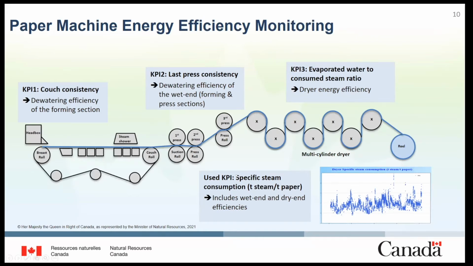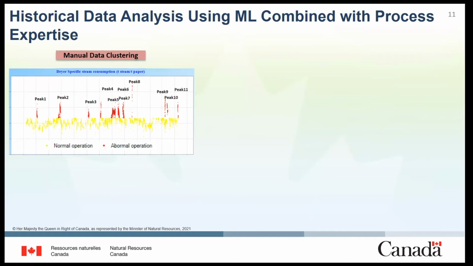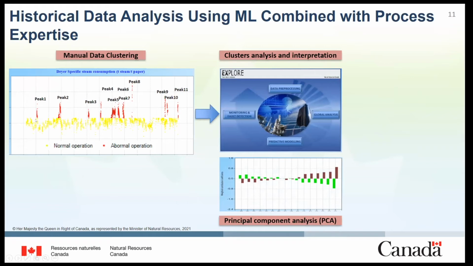So in our case, we use the specific steam consumption, meaning the ton of steam by ton of paper. And as I said, this covers the two parts of the paper machine, the wet end and the dry end. And we use the methodology. So we took the historical data. We defined what the normal operation and the abnormal operation, meaning that we defined many peaks of overconsumption of steam in the paper machine. Then we used data analytics techniques.